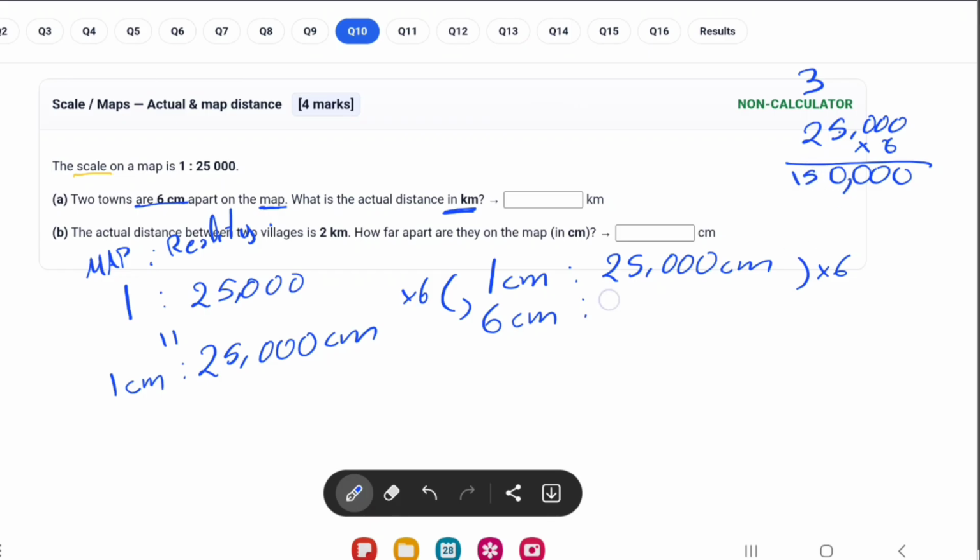Now that I know that it's 150,000 centimeters, I got the answer. But they are asking me to move that into kilometers. So I'm gonna need to move centimeters into kilometers. I'm gonna divide by 100 to move it to meters, and then I'm gonna divide by 1,000 to move it to kilometers.